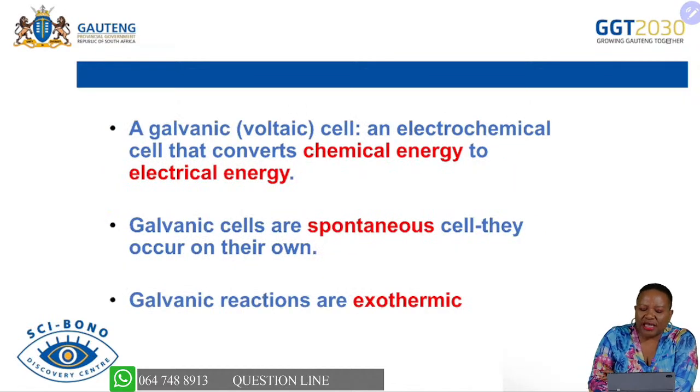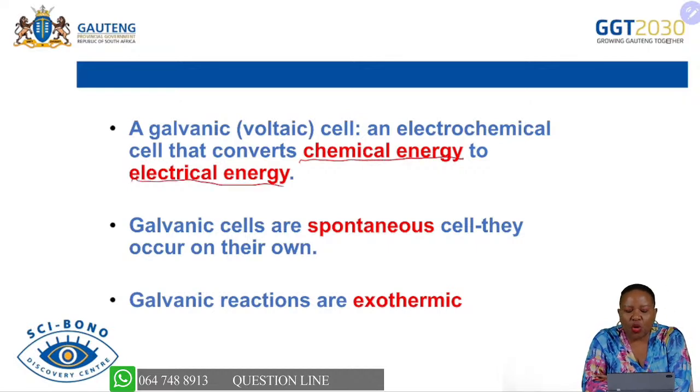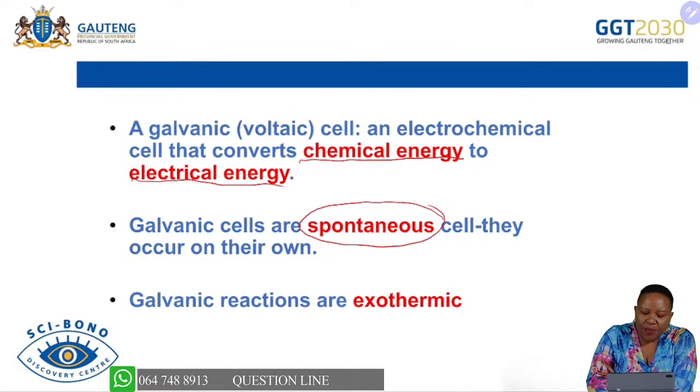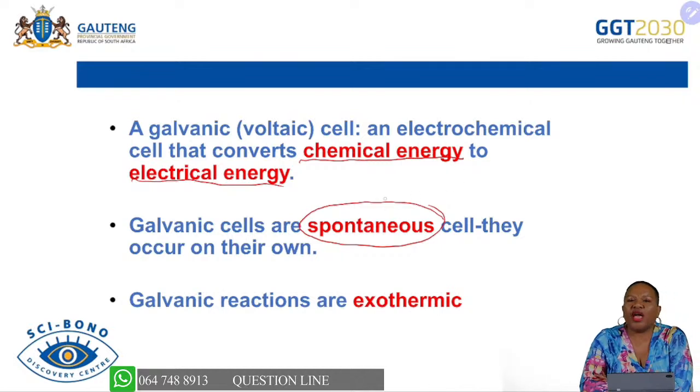Now, what is the energy conversion in terms of the galvanic cell? A galvanic cell converts chemical energy to electrical energy. So we need to know where this chemical energy is coming from so that it can be converted to electrical energy. That is the first thing that you need to understand about a galvanic cell. As I said, the definition will be provided in terms of energy conversion. And the reactions that occur are spontaneous, because the cell occurs on its own. It means that no energy needs to be added for the cell to operate.